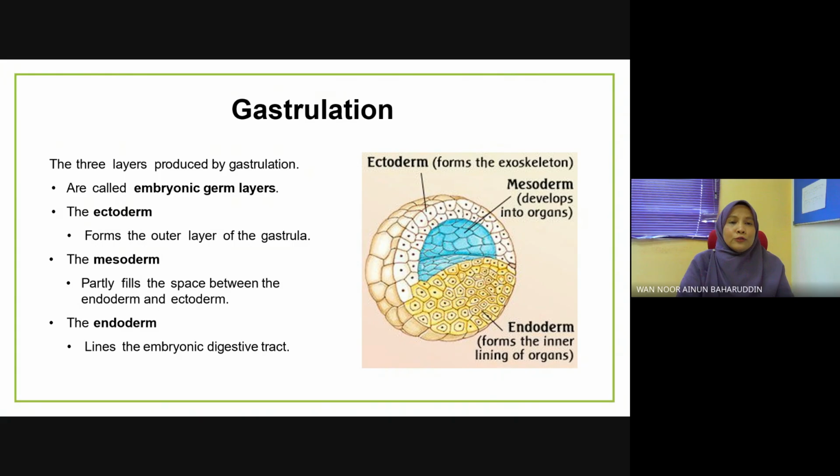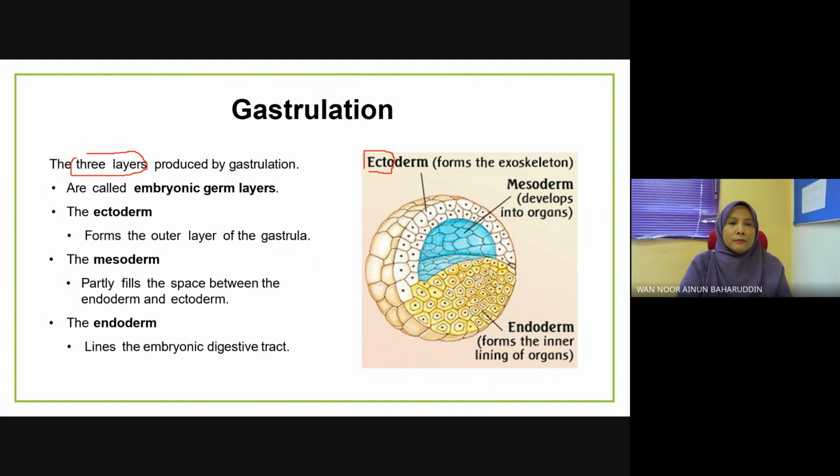So I want you to recall back about the gastrulation. Once it can form 3 layers there, 3 layers of gastrulation, what we call as embryonic germ layers. So there are 3 layers, what we call as the outermost part, what we call ecto. Ecto means at the outermost, derms means the layer of it. So for ectoderm, it usually will form exoskeleton, means everything that are related to the skeletal.